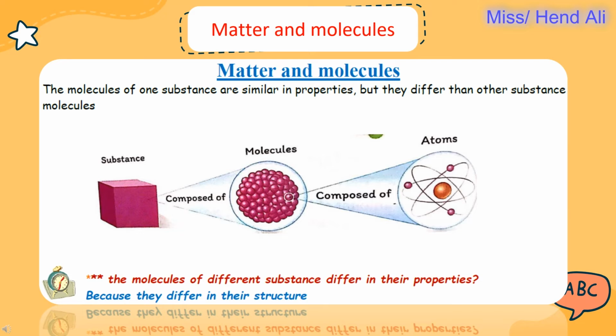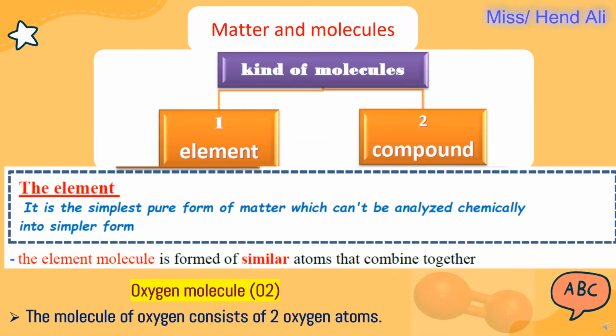Okay, a substance is composed of molecules, and each molecule is composed of atoms. The molecules of different substances differ in their property. He may ask you why, because they differ in their structure. Let's learn about the kinds of molecules. We have two kinds, element molecule and compound molecule.